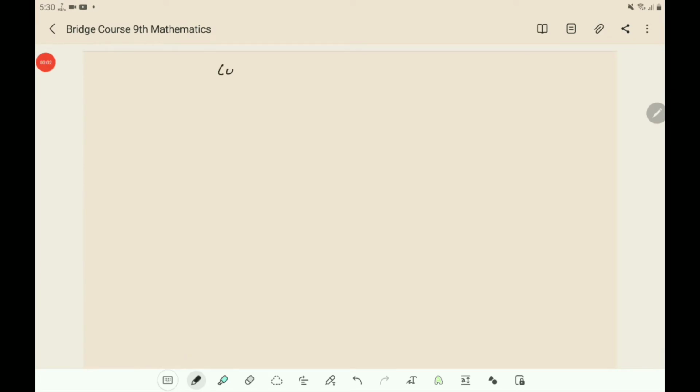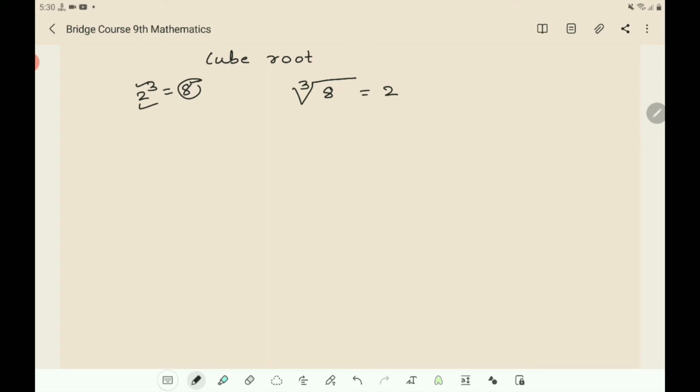Now about the cube roots. Then what is cube root? You know that 2 cube equals 8. Then here 8 is a cube of 2. Then what is the cube root of 8? You know that the symbol of cube root is this one. So you can write cube root of 8 equals 2, because 2 cube is 8. Therefore cube root of 8 is 2.